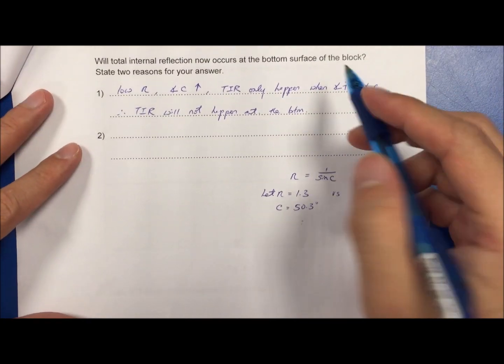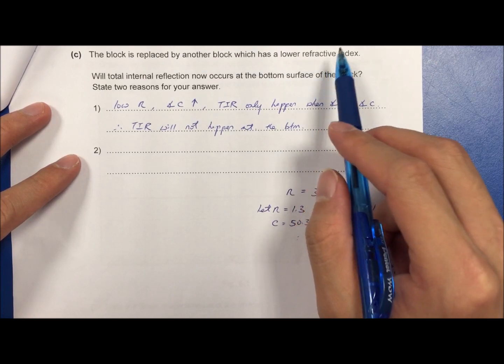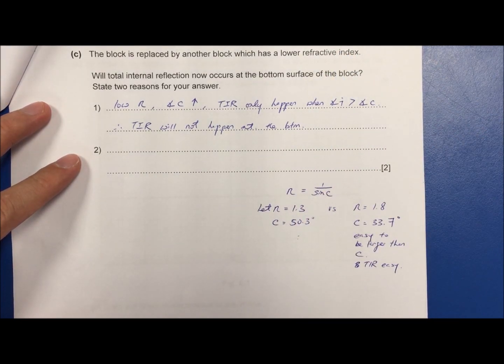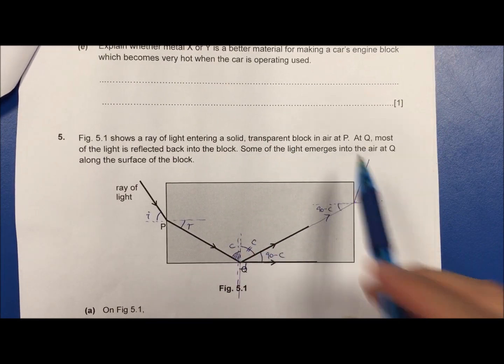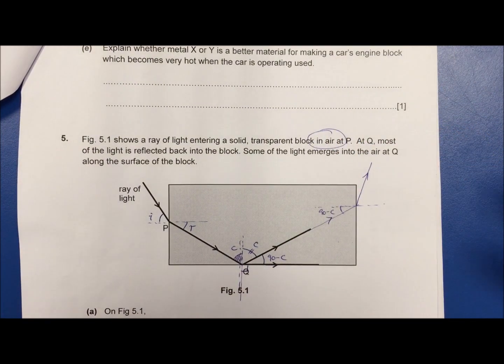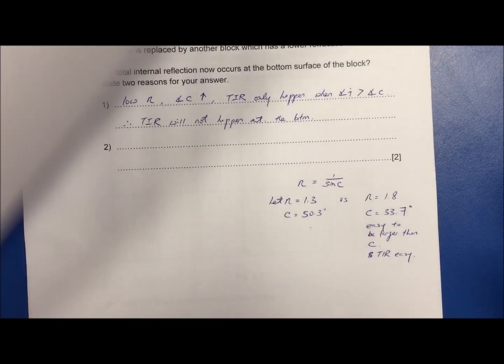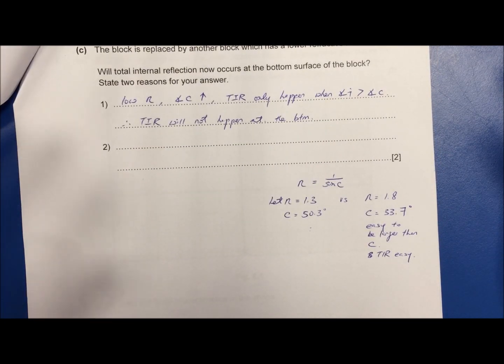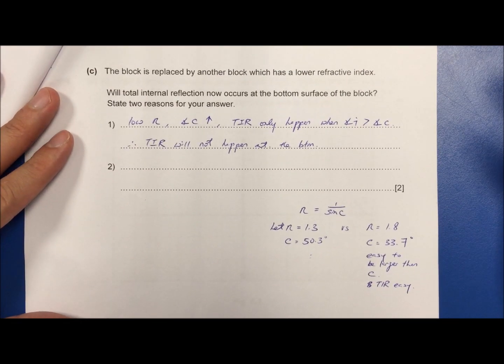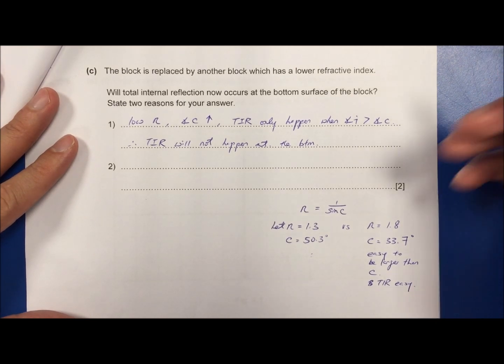The second reason is that your refractive index must be higher than the atmosphere. Is it in air? It's already in air. Okay, so the outside is already in air. Air has a refractive index, and the lowest refractive index that you can get is 1.